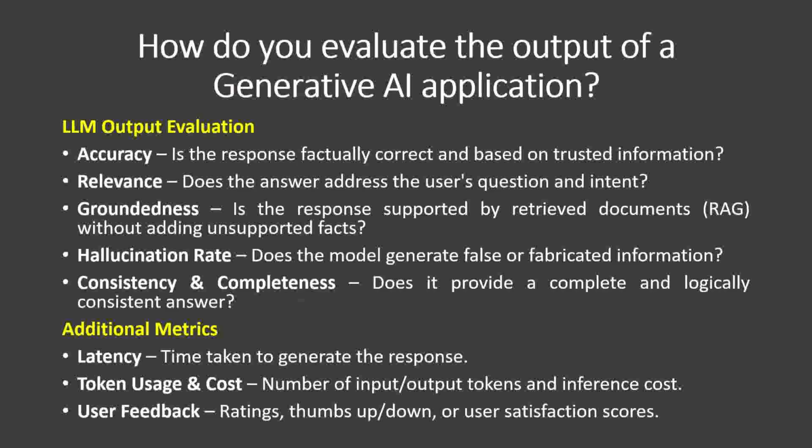How do you evaluate the output of a generative AI application? LLM output evaluation can be done using accuracy, meaning whether the response is factually correct and based on trusted information; relevance, meaning whether the answer addresses the user's question and intent; and groundedness. So we evaluate the LLM output by accuracy, relevance, groundedness, hallucination rate, consistency, and completeness. Additional metrics we use are latency, token usage, cost, and user feedback.